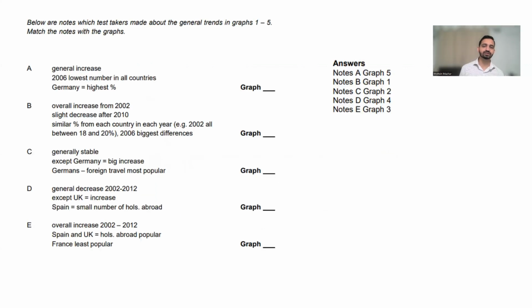So look at the answers. You would have come up with the same answers. Let's just compare your answers with these answers. Note B represents graph A. Note C shows graph 2. And note D represents graph 4. And note E relates to graph 3. Okay, so I hope you got the answers correctly. Let's do our next activity.